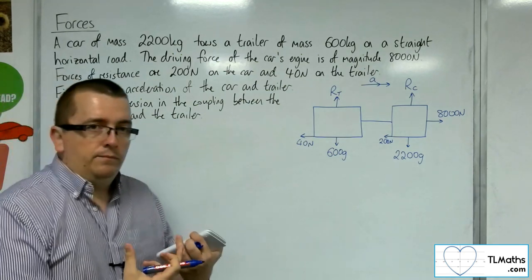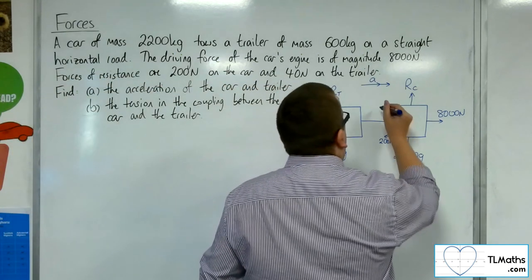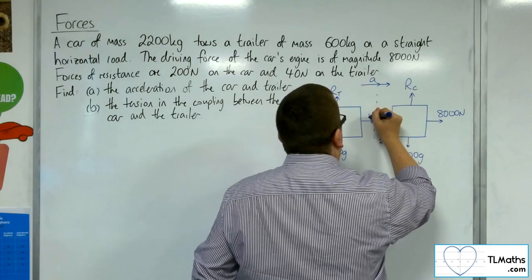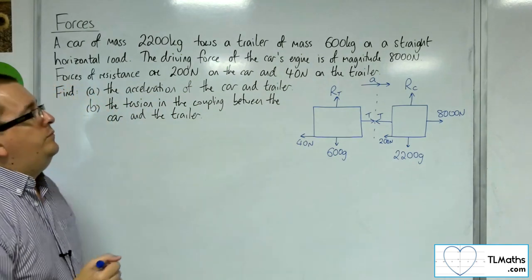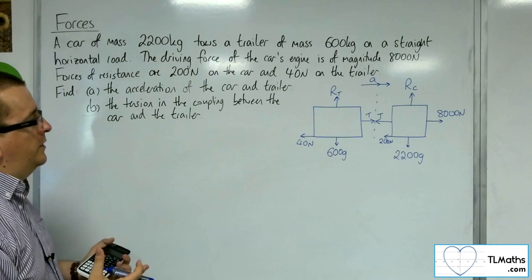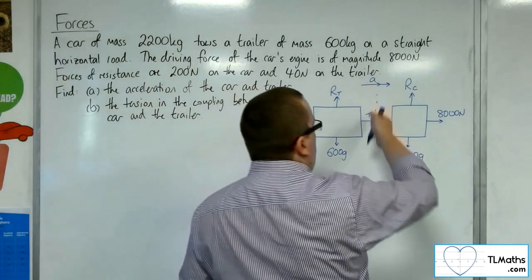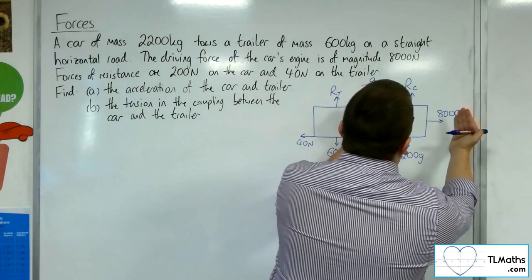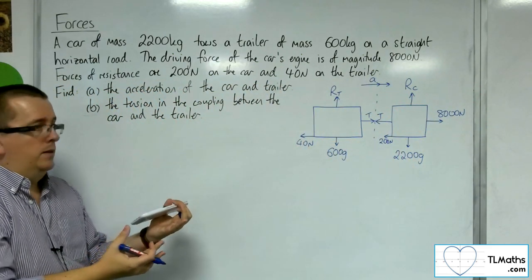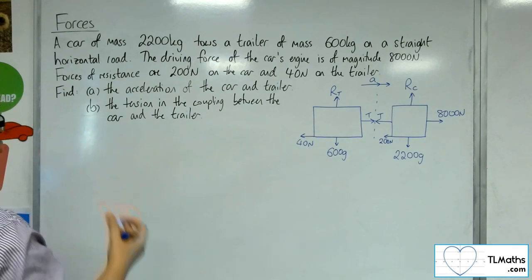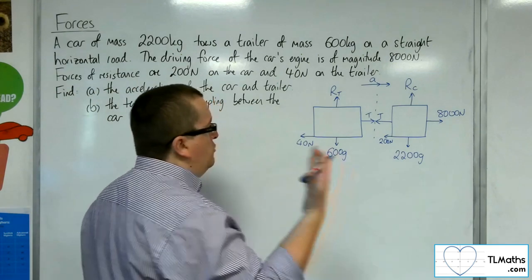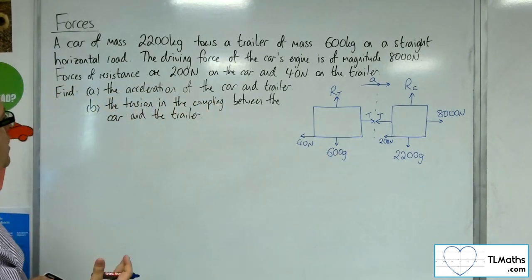Now in the coupling there will be tension, working in equal and opposite directions. So this is my diagram. This is what I know. Okay, so I'm going to draw this dashed line down the middle to break apart these two diagrams, because I'm going to consider the car and the trailer separately. So to find the acceleration of the car and the trailer, I'm going to resolve forces horizontally for the car and the trailer.